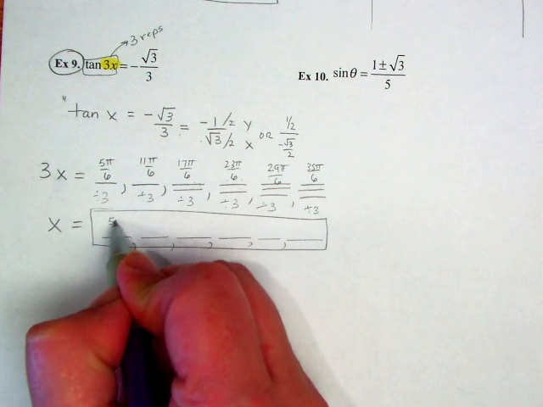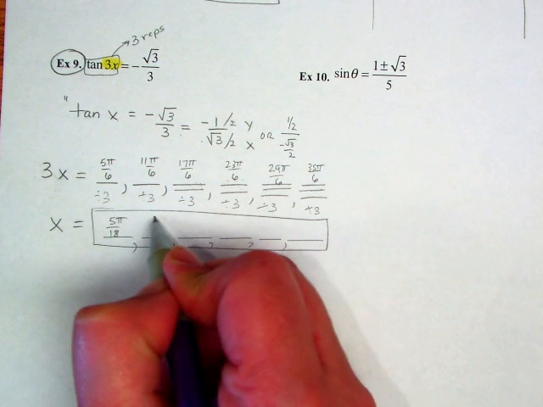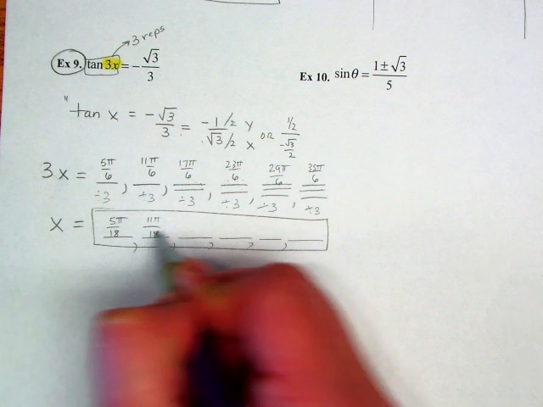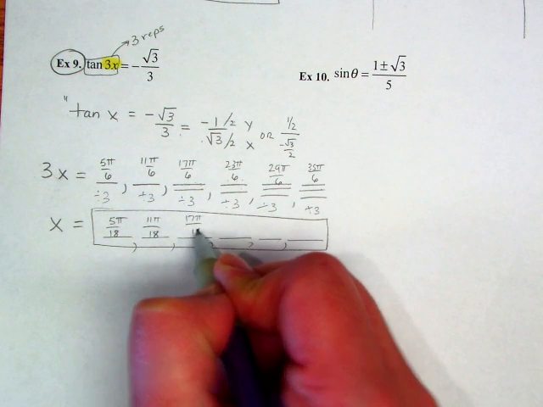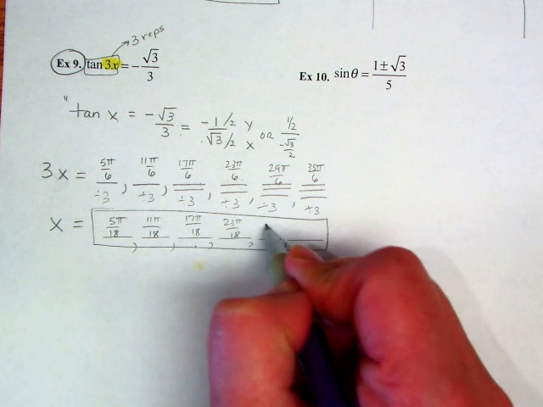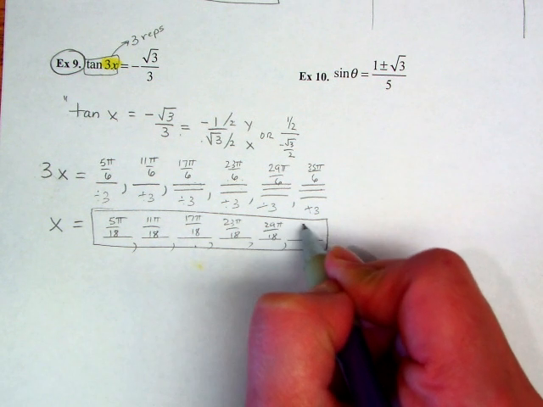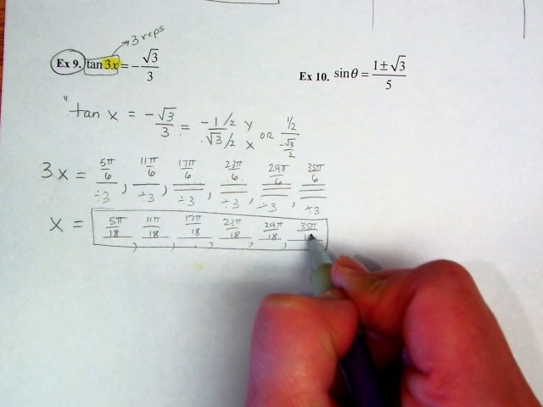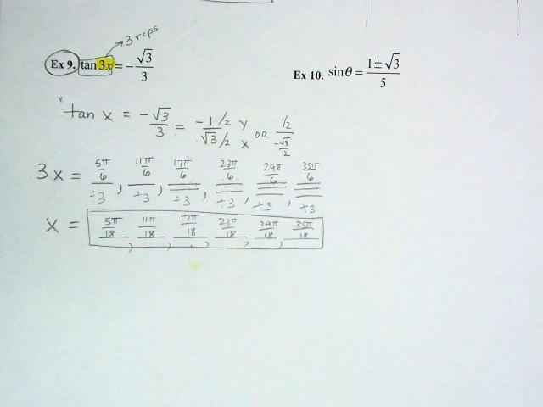Okay, mathematically, pretty simple part. 5 pi over 18, 11 pi over 18, 17 pi over 18, 23 pi over 18, 29 pi over 18, and 35 pi over 18. And now I'm done.